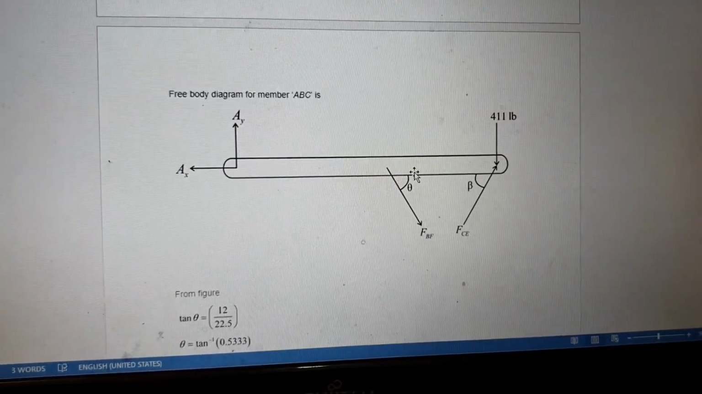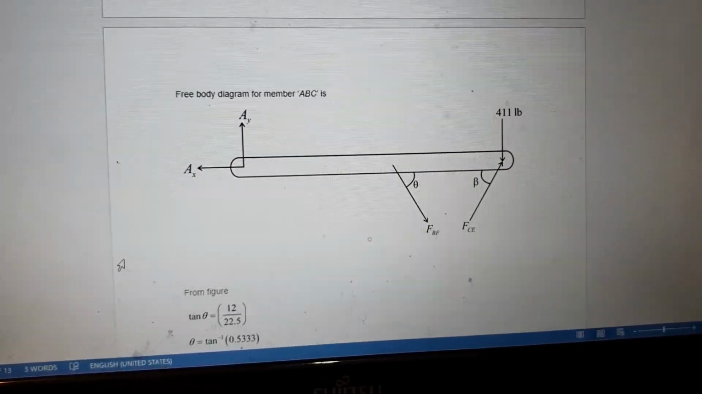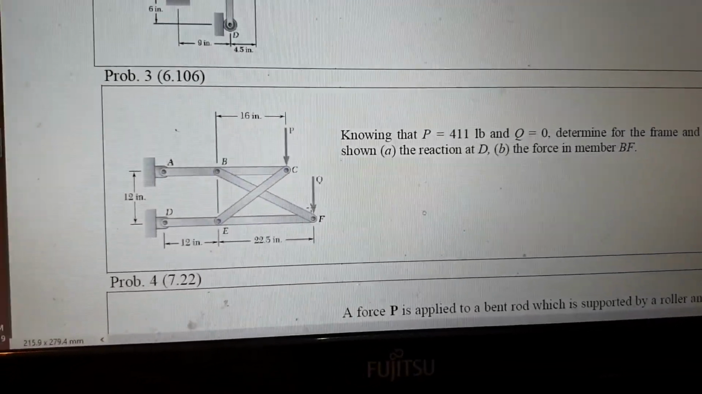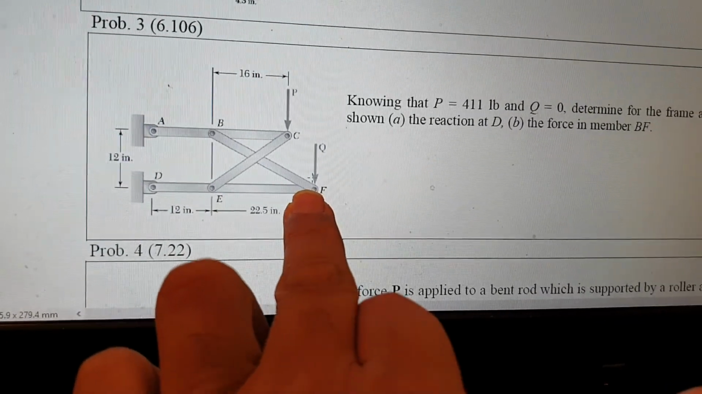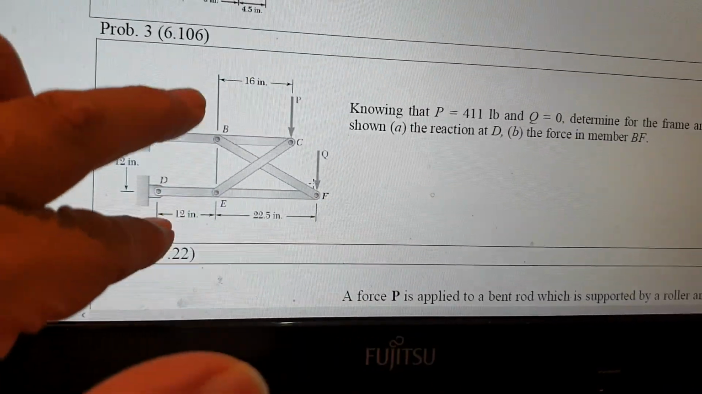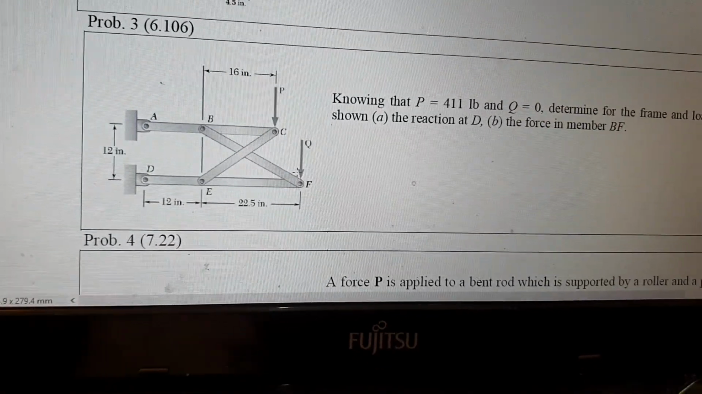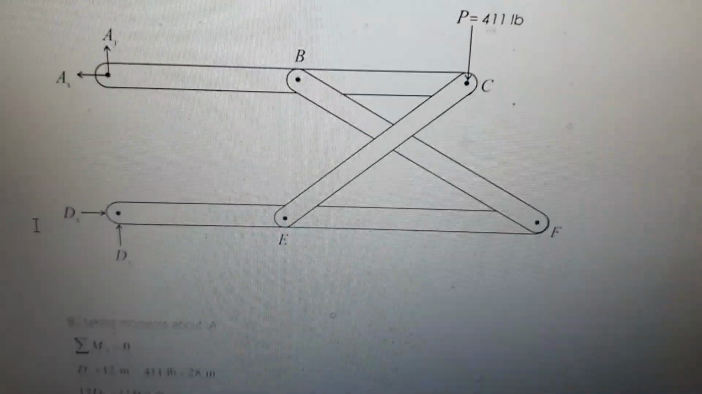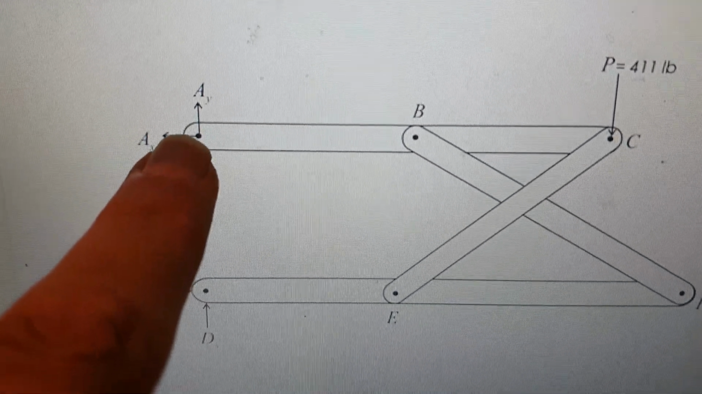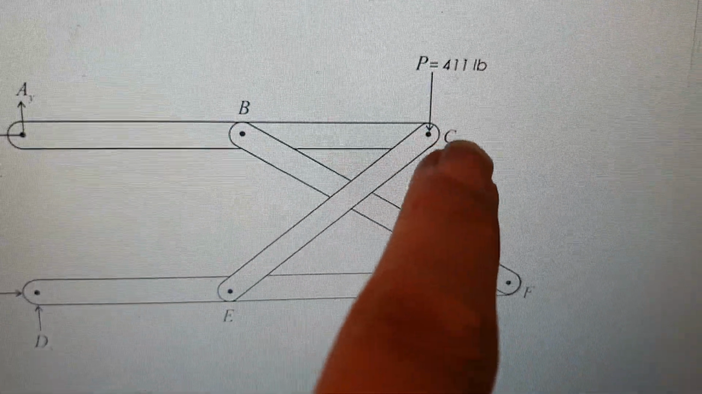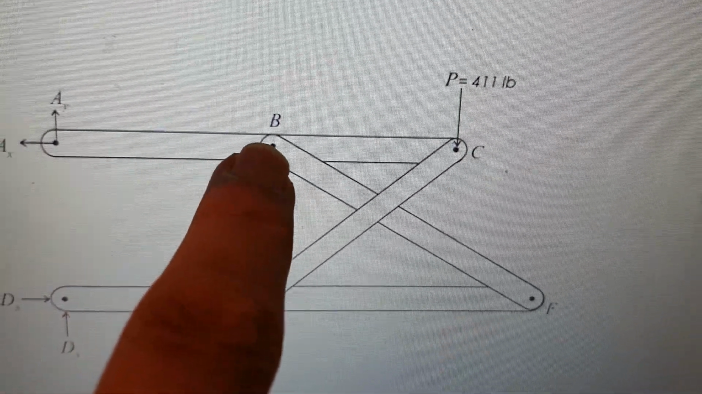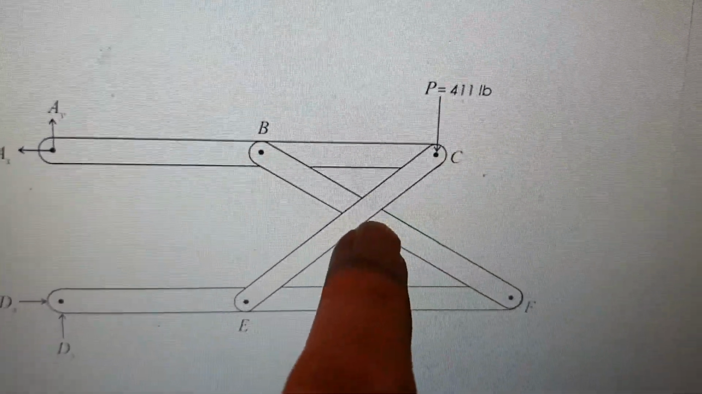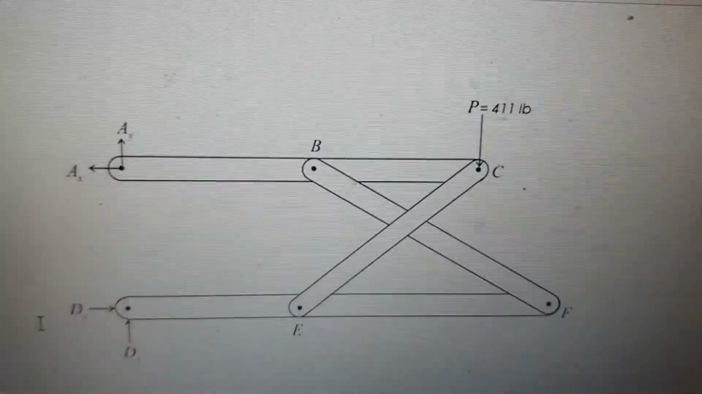First of all, let's find the angle. You either find the angle or you do it the other way around. Now, from this, it's 22.5, and this is 12. So you could do it using that, or you could do it using the other one. So let's look at this member, A, B, C. Remember that B has a reaction, a tension down, and there's a force here. So we'll do it like this.